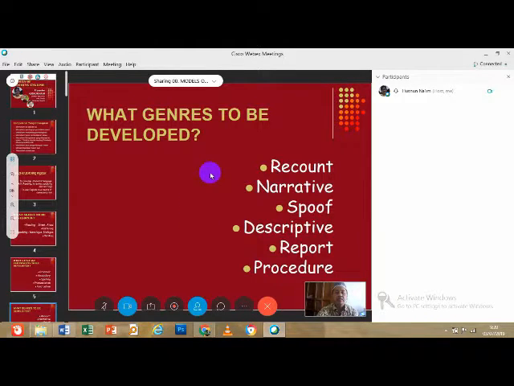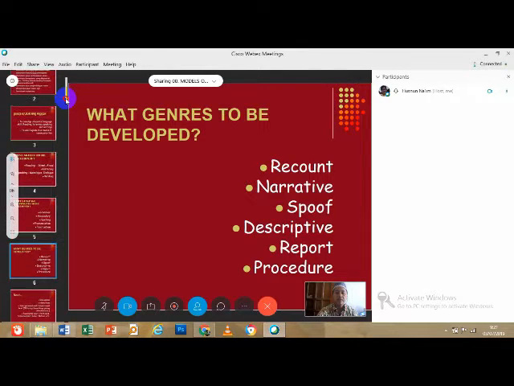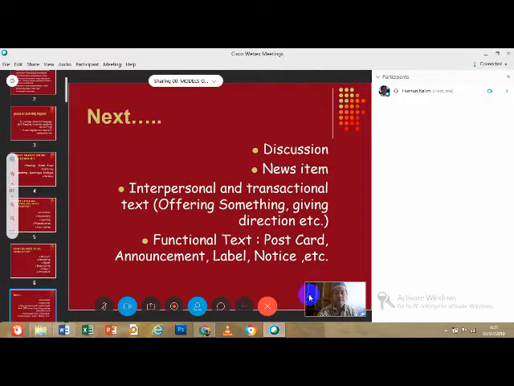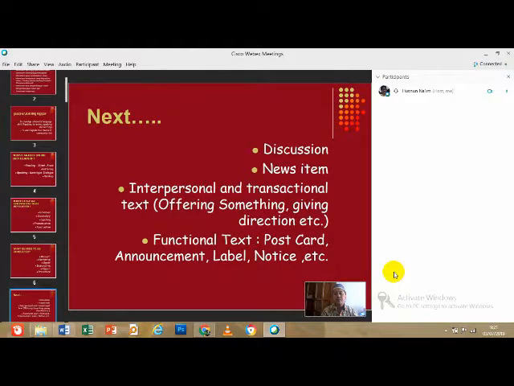And then what genres are to be developed? The first one is recount, narrative, spoof, descriptive, report, procedure. And then discussion, news item, interpersonal and transactional text, offering something, giving direction, etc. The next is functional text: postcard, announcement, label, notice, etc.